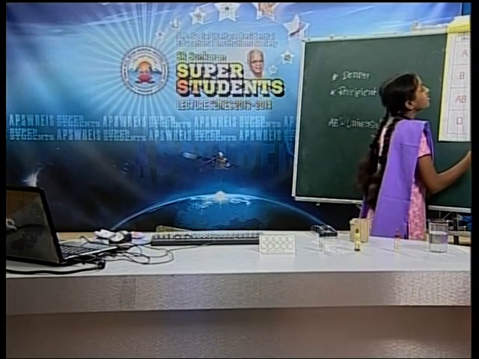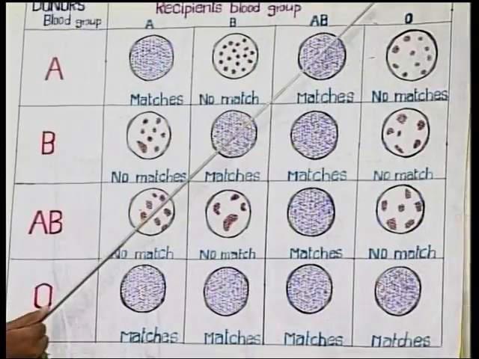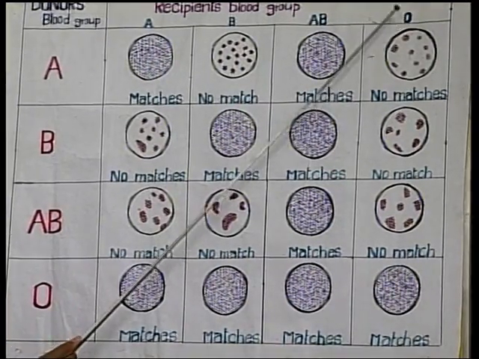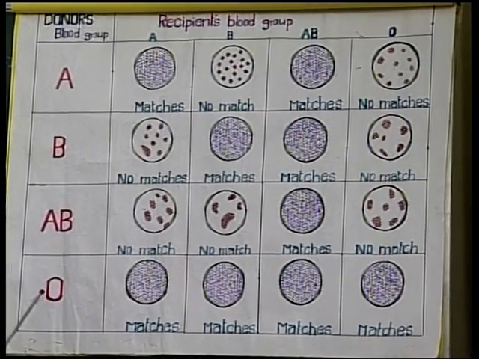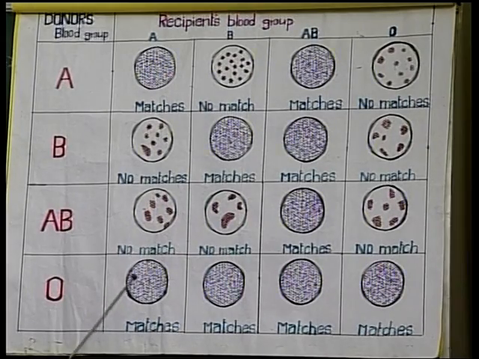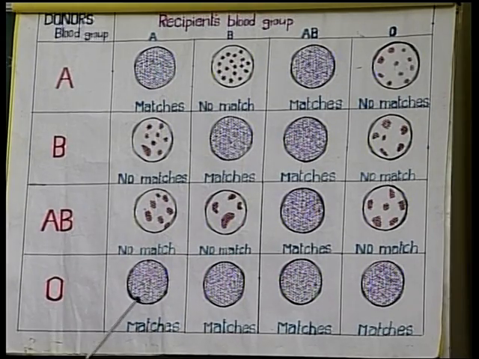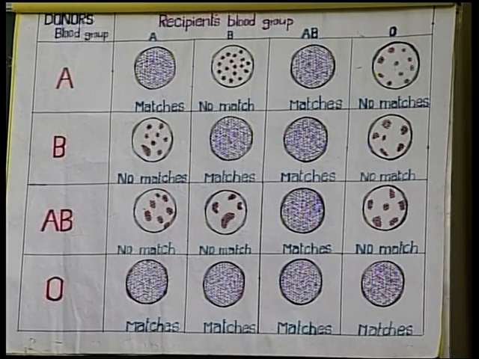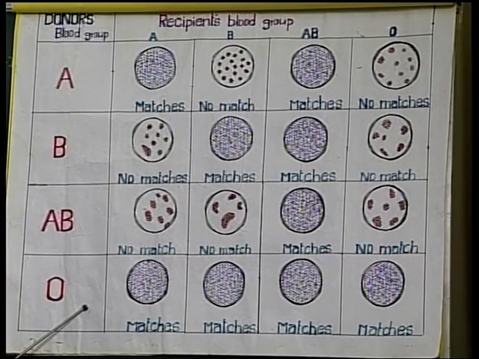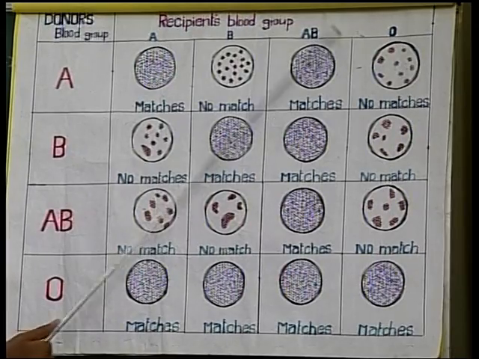And here, O blood group as a recipient can receive blood from only O blood group. But as a donor, it can give blood to A blood group, B blood group, AB blood group and O blood group. It means they don't have any antigens. So there will not be any clumping of RBC. That's why O blood group is given to all blood groups.